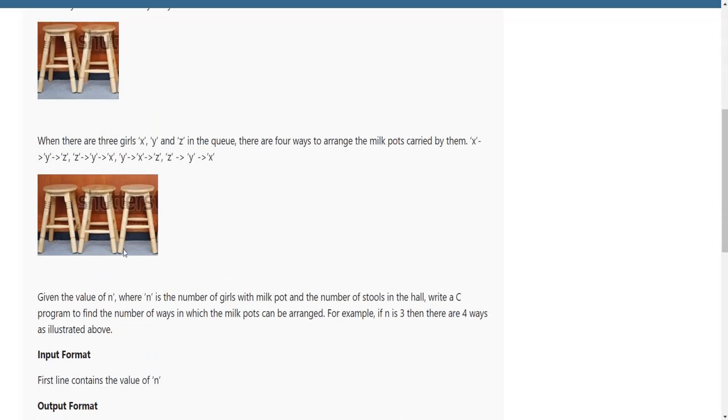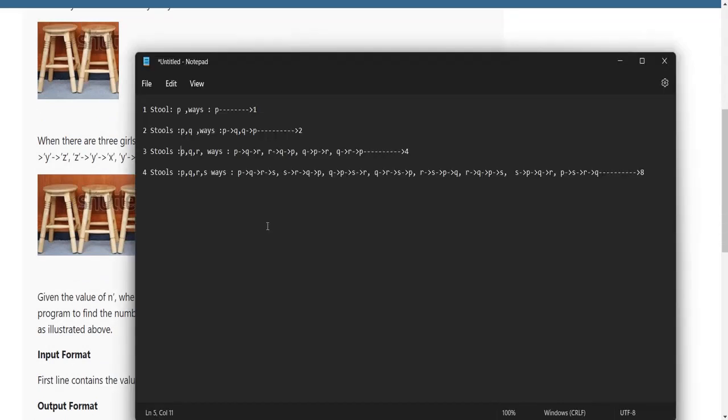Now consider if we have three stools named P, Q, R and three milk pots. The first way to put these milk pots is to first put the milk pot on P, then on Q, then on R, as these are adjacent. The second way is to put the milk pot on R, then on Q, then on P. And the third way is to first put the milk pot on Q, then on P.